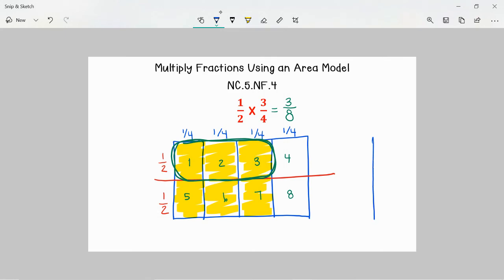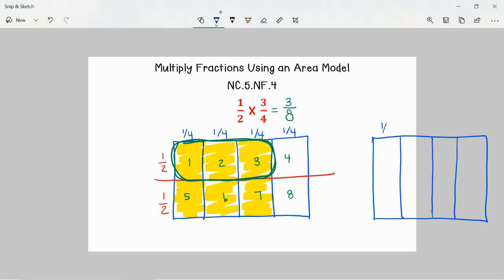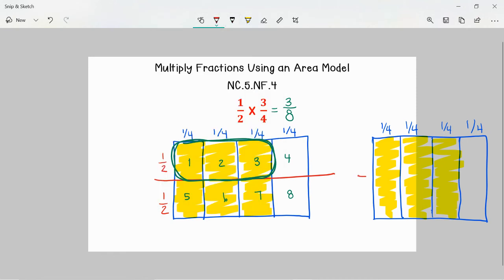You would still begin by drawing the rectangle for your area model. And we would split it into 4 equal parts. And then we would shade in 3/4, just like we had done. Now we're still finding 1/2 of 3/4. So we would still split this area model in half. So we know that we have 1/2 here and another half here.